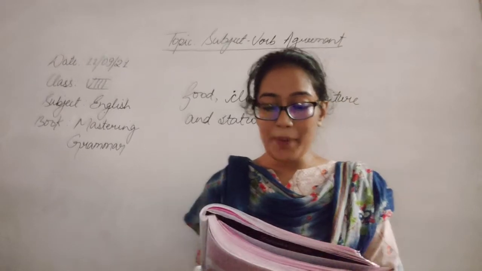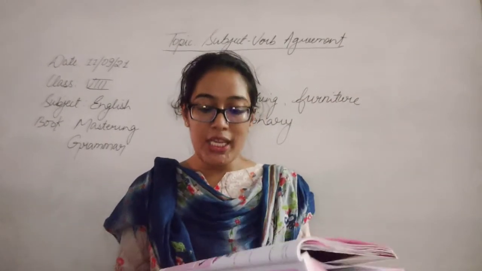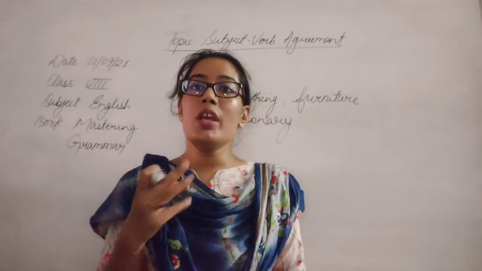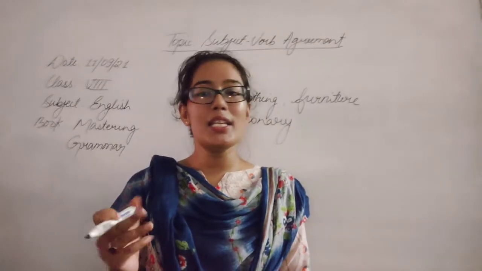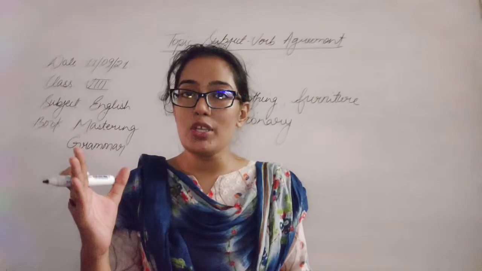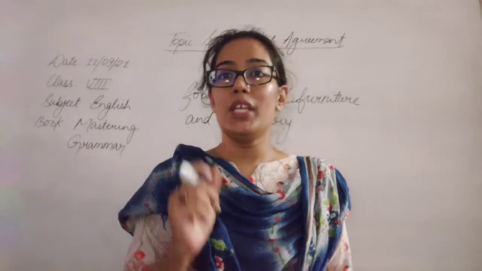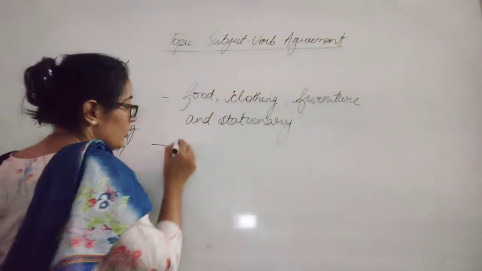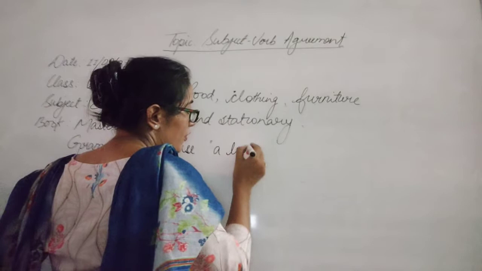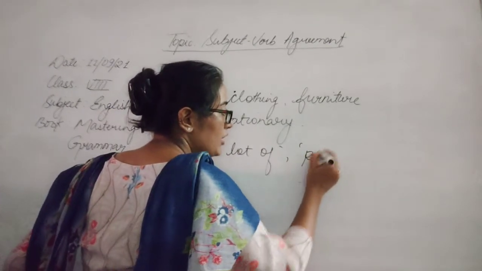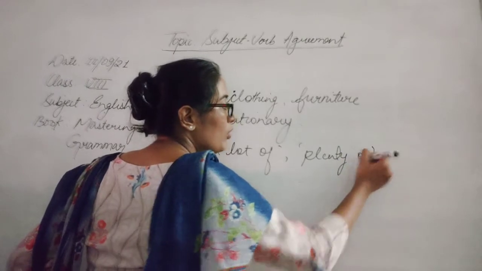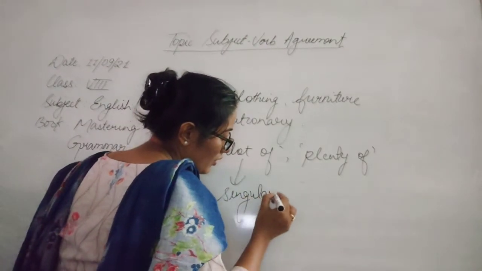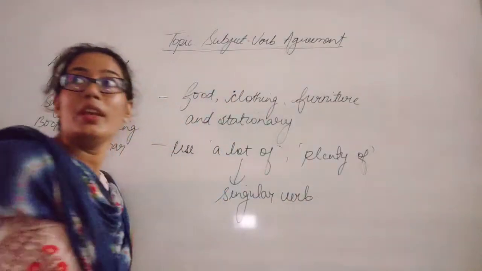Now, when a lot of or plenty of is used to indicate quantity, it takes a singular verb. So, when we are using a lot of or plenty of in a sentence, then it also means we have to use a singular verb with it. Okay? When we use a lot of or plenty of, with this also, we use what? Singular verb. Am I clear?